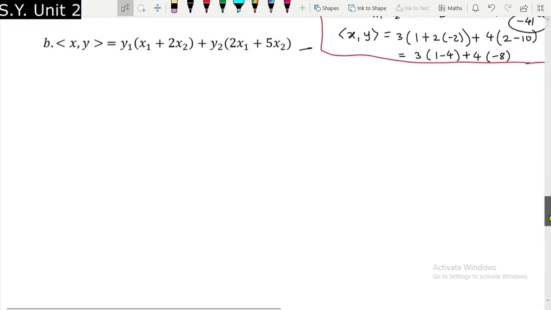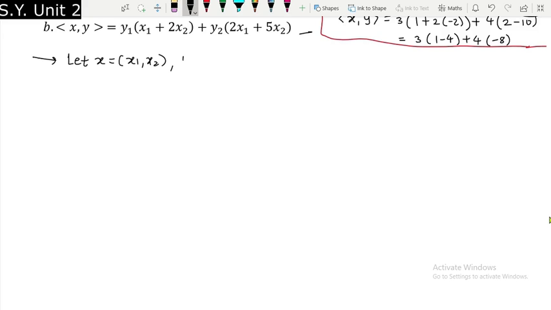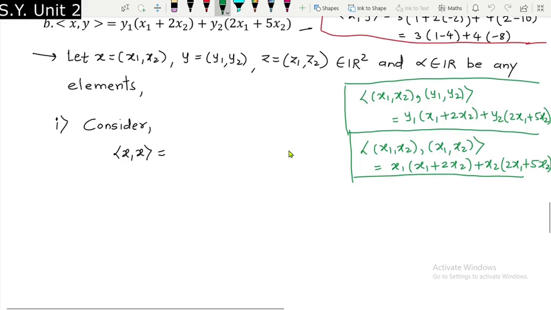Or you can say R2 is an inner product space with respect to this map. So again the same thing, let x is equal to (x1, x2), y is equal to (y1, y2), z is equal to (z1, z2) belonging to R2, and alpha belongs to R, be any element. Over here I have written the inner product of x with y, whatever is defined here, I have substituted the value of x and the value of y. So see how the inner product is defined.